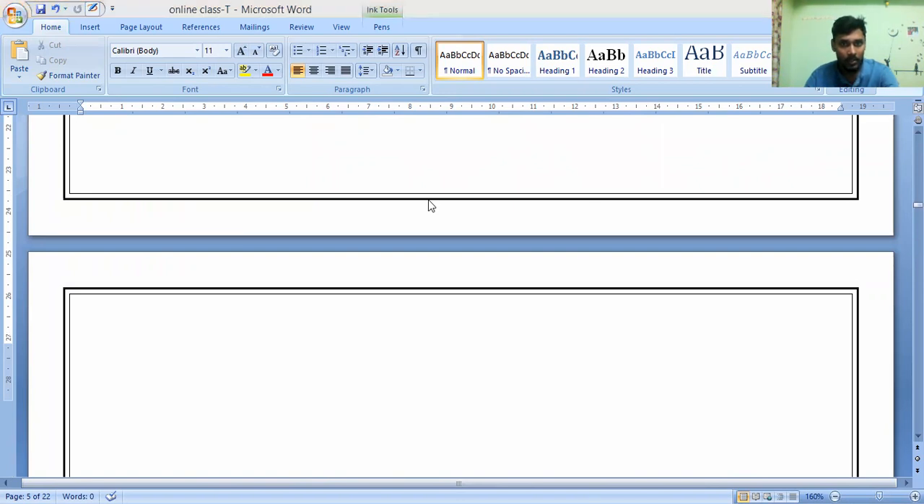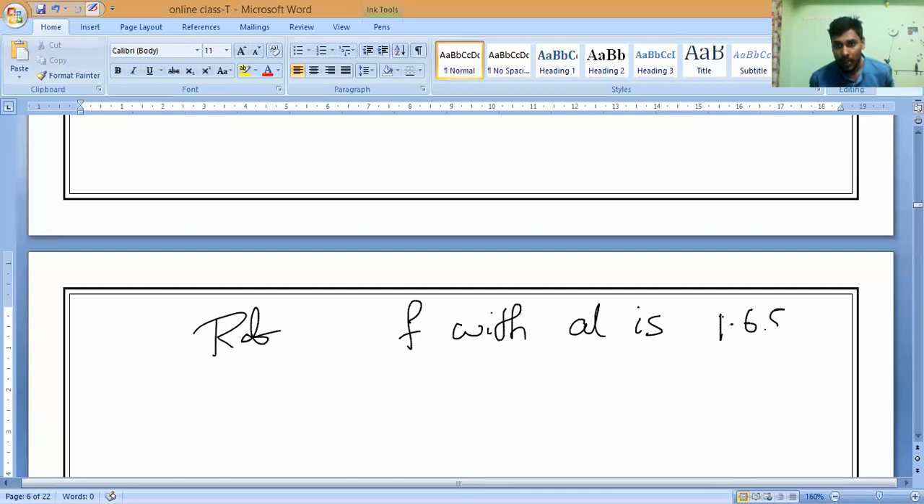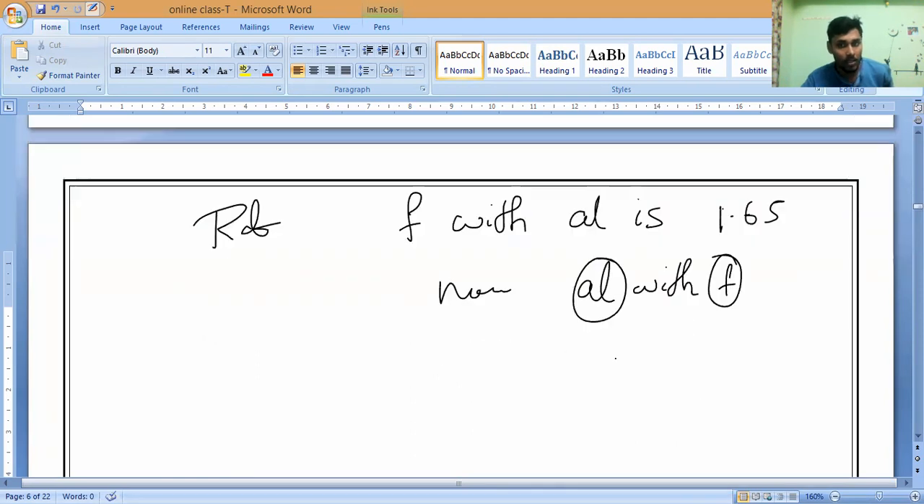Vismay, see, for example, I will give you the refractive index of flint glass with respect to alcohol. Let me take 1.65. Now, what is the refractive index of alcohol with respect to flint glass? In this case, we can take the reciprocal. Do you understand, Vismay? In this case alone.